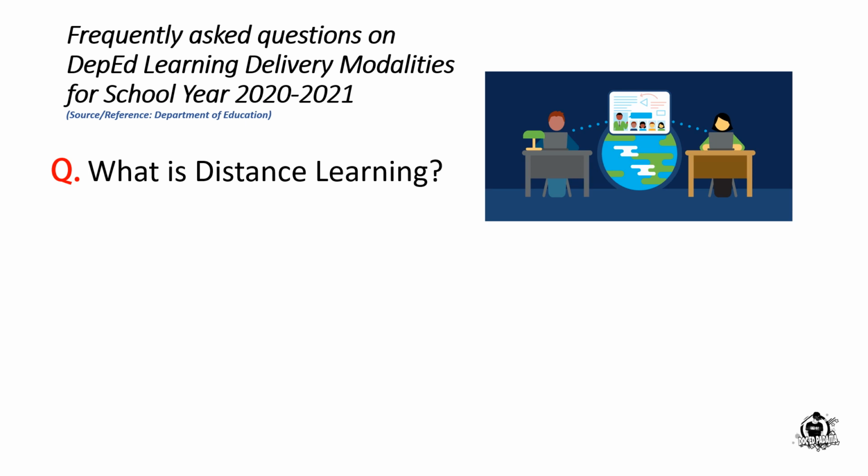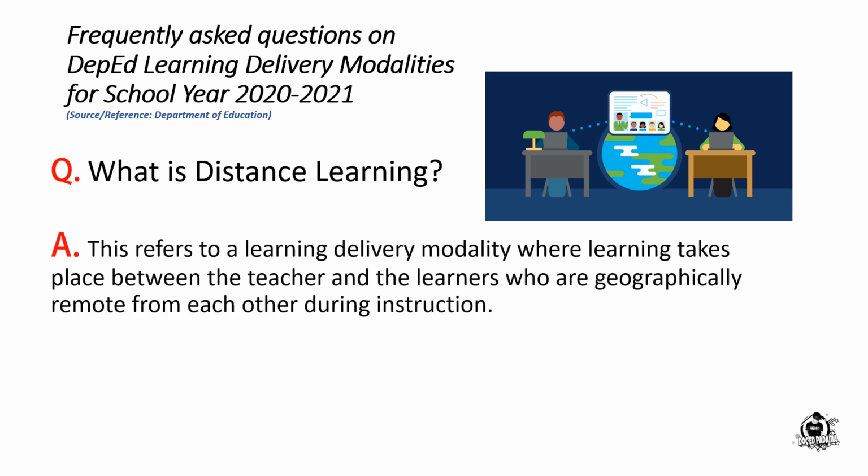So distance learning has been around even before the pandemic. This was offered by higher education institutions or HEI as an LDM or learning delivery modality of their Open University program. This refers to a learning delivery modality where learning takes place between the teacher and the learner who are geographically remote from each other during instruction. This is an arranged class, a setup where learners are not required to personally attend F2F classes. This was conceptualized to cater to the working and professional students.